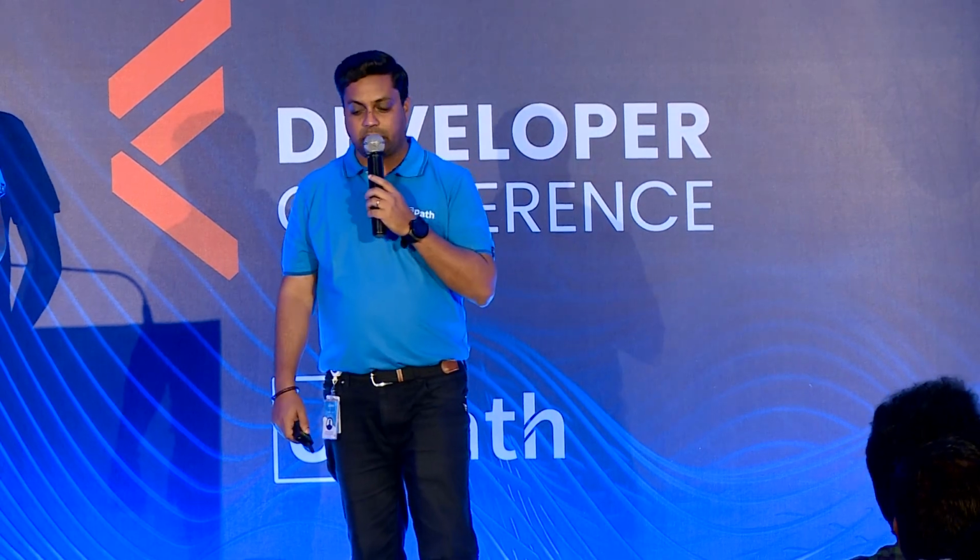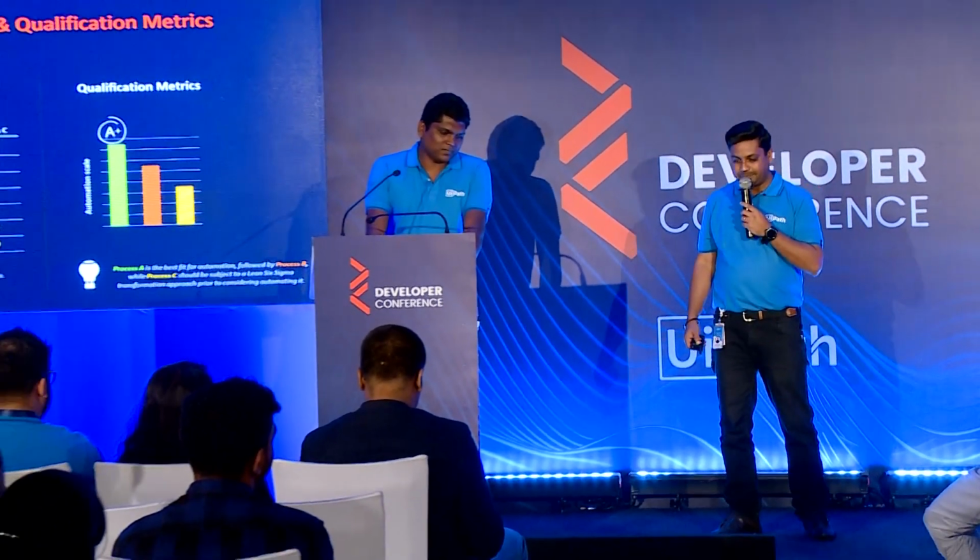Perfect, yes. Process A is best for automation. Process B would follow process A. And C, yes, it should be subjected to a lean transformational journey first. And the quality guys can be happy with this.